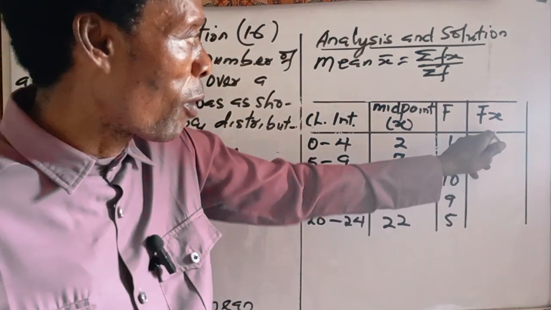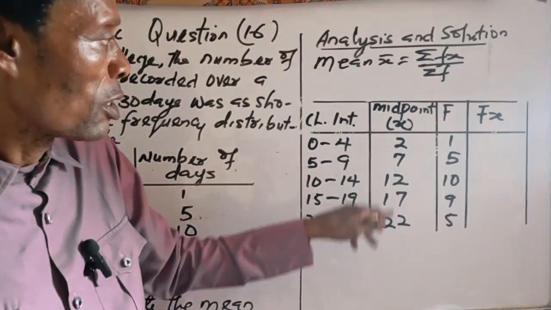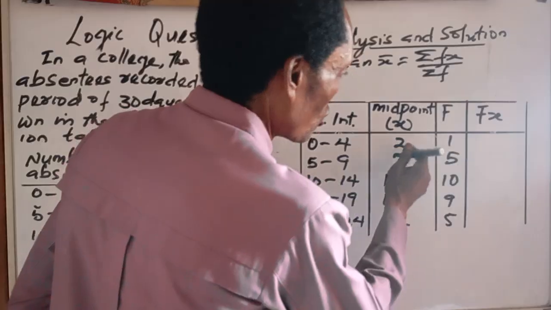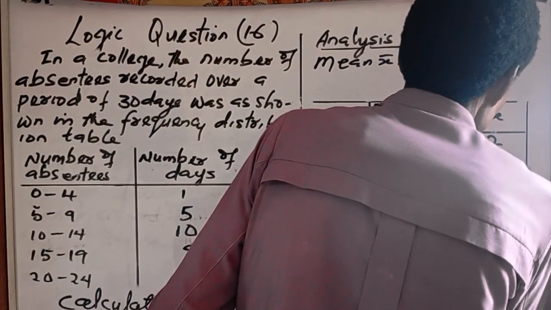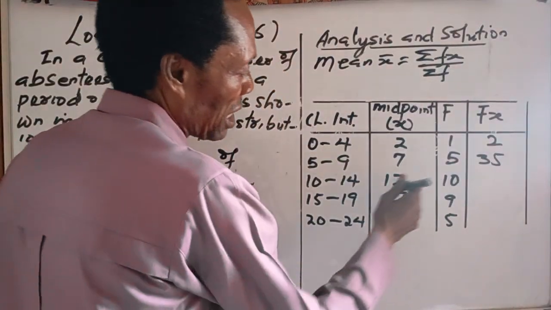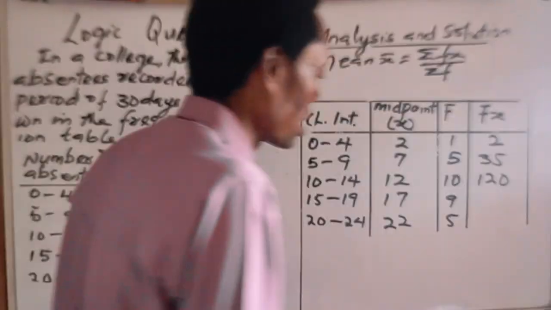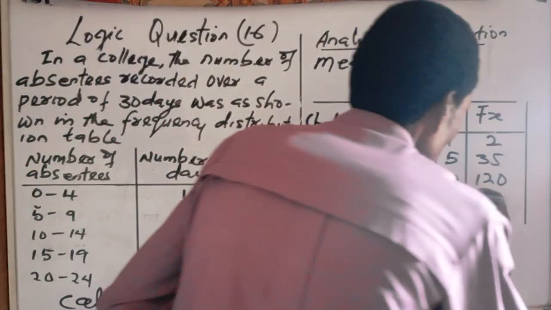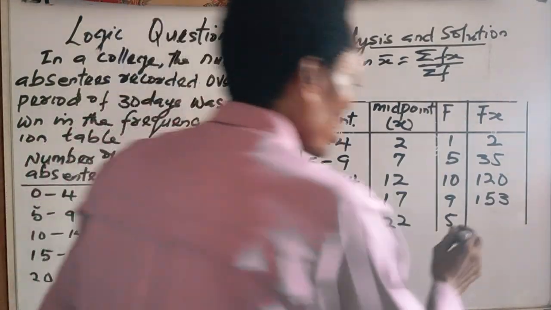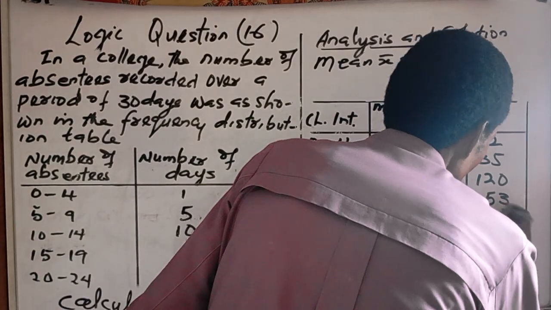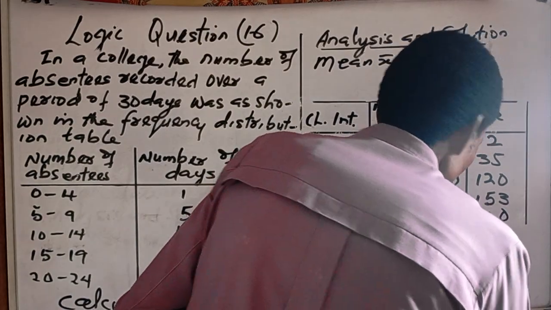Then the column for the product of frequency and each x. So this is it. 1 times 2 gives us 2. Then 5 times 7 gives us 35. Then 10 times 12 gives us 120. Then 9 times 17 gives us 153. Then 5 times 22 gives us 110.